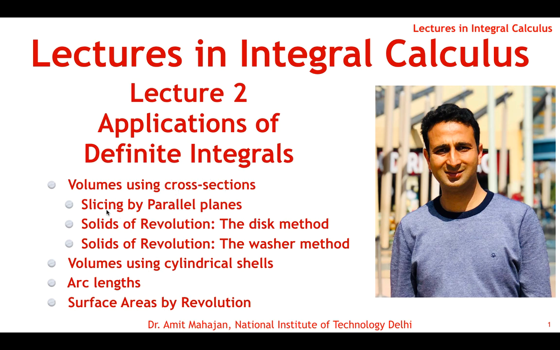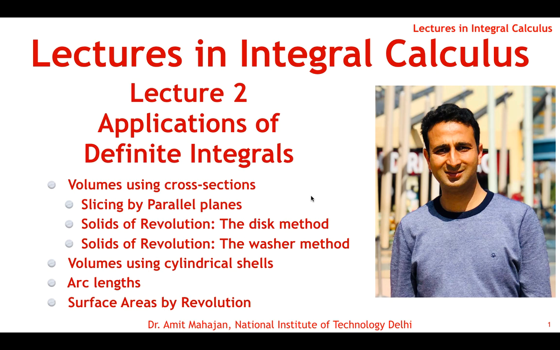The three methods are slicing by parallel planes, the disk method, and the washer method. Once we have the cross-sectional area, we can integrate from the point a to b to find the volume. So first, let us talk about the method of slicing to find the cross-sectional area and how we can calculate volume using that.